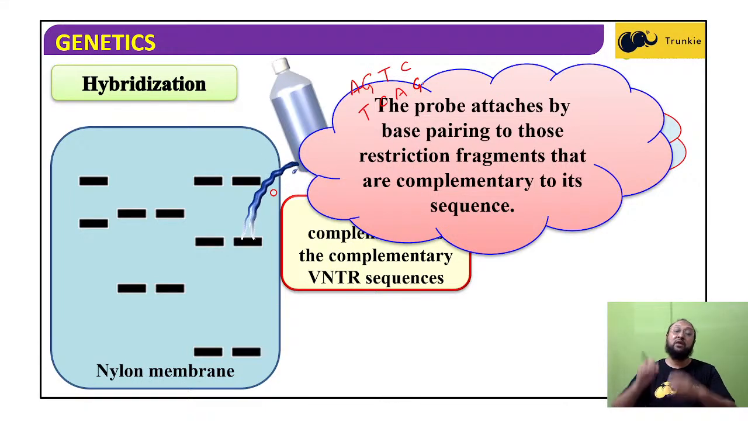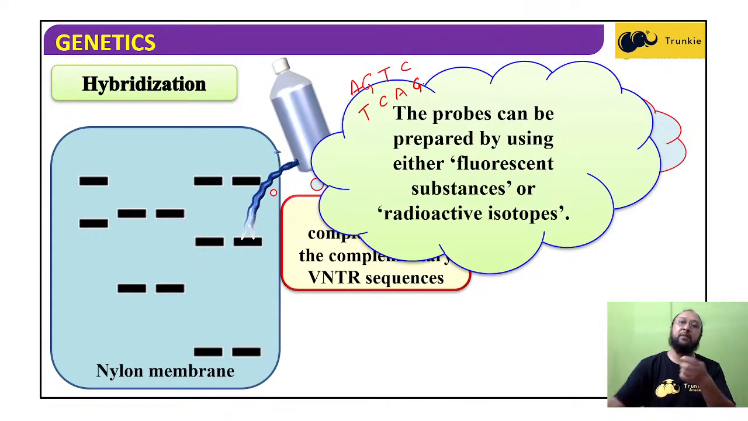So when we are flooding with the radioactive probes, the base pairs will join and go to their complementary base pairs and form the sequence. The probes can be prepared by using either fluorescent substances or radioactive isotopes. For example, in the nitrogenous base, instead of using the normal elements, we are using the radioactive elements, so that it will radiate and shine, and there will be a kind of image on the radioactive plate.